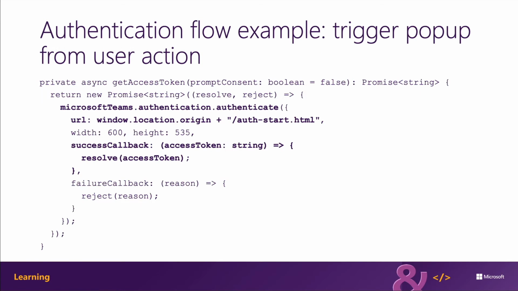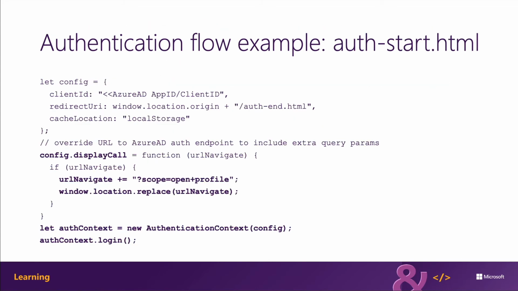Now that we've covered the authentication process, let's look at the relevant code for each of the parts involved in the pop-up window pattern. The code on this slide is triggered by the user action, such as selecting a button within the configuration tab or the content page itself. It uses the Microsoft Teams JavaScript SDK to call the authenticate method, and this method sets the size of the pop-up window, the success and the failure callbacks, and the initial URL for the pop-up page.